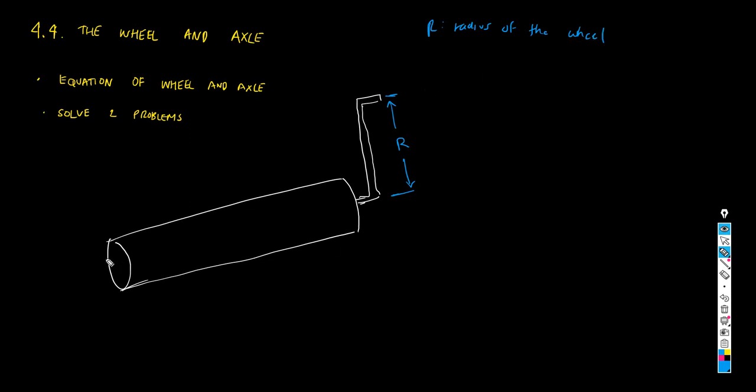And the axle has its own radius, which is this thing, right? It's the distance from here to here. This distance is the radius of the axle, which is commonly represented by a small case r. So capital R is going to mean the radius of the wheel for us, and lowercase r is the radius of the axle.